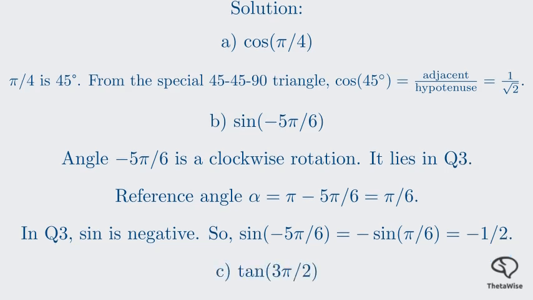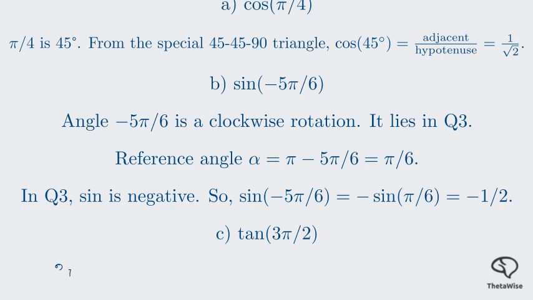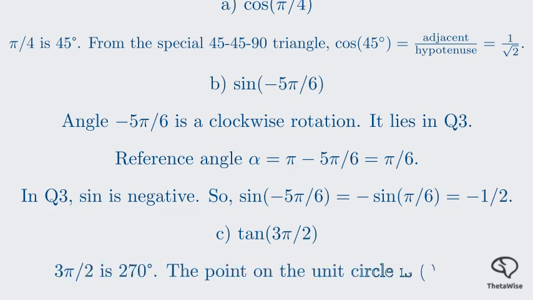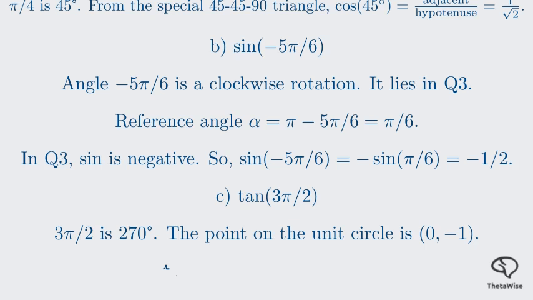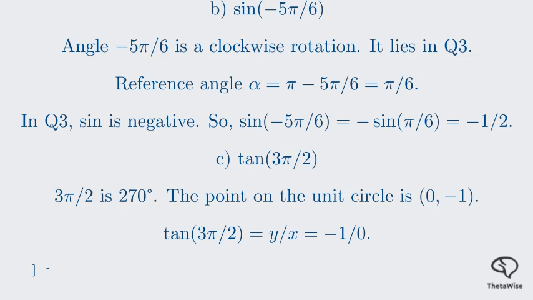For part C, 3π/2 is 270 degrees. This is a quadrantal angle. Looking at the unit circle, the point at this angle is (0, −1). Tan 3π/2 is y over x, which is −1 over 0. Since division by 0 is undefined, tan 3π/2 is undefined.